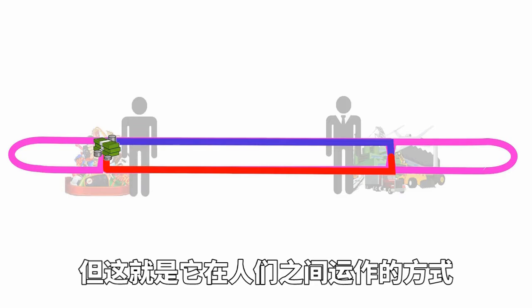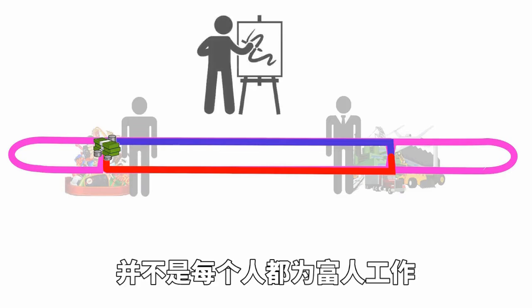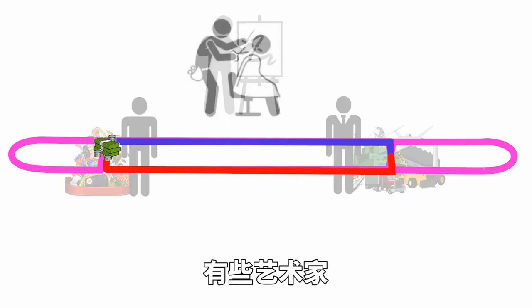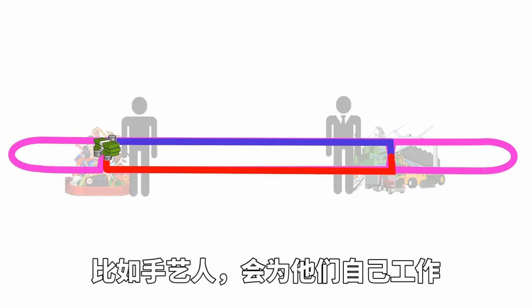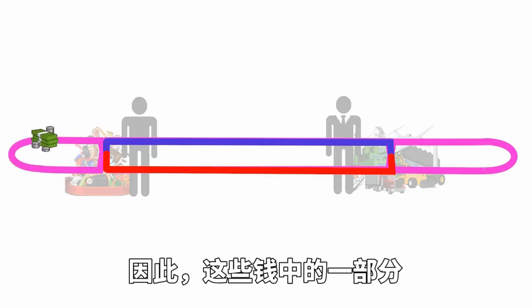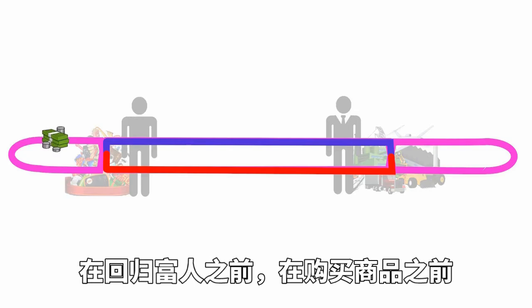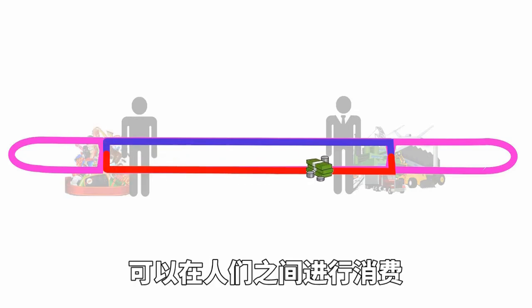Among the people, not everybody works for the rich, and some are artists, for example, or craftsmen, or work for themselves. So some of this money can be spent between the people before returning to the rich for buying their products.